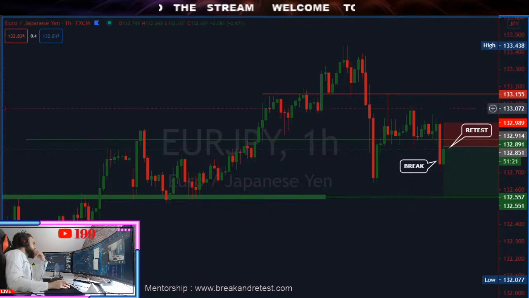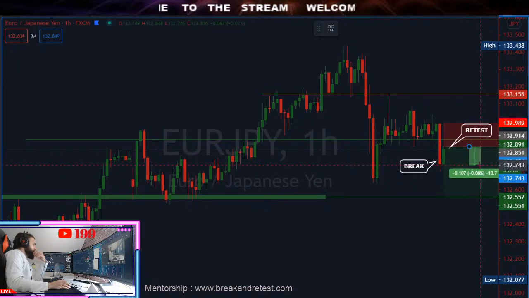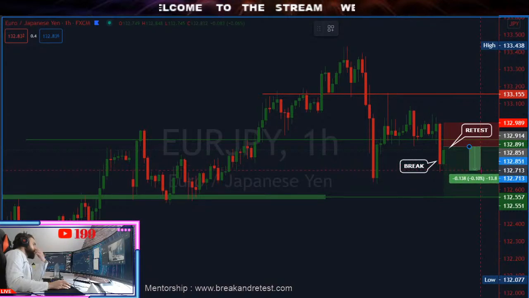Only going bearish. Let's see. We get 10 pips only just by going bearish. Pushing lower than that, just filling the wick, we get 14, 15, and we're done.